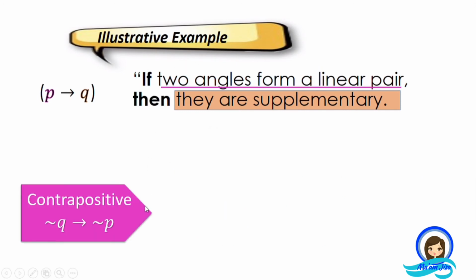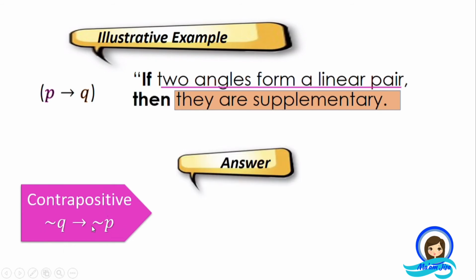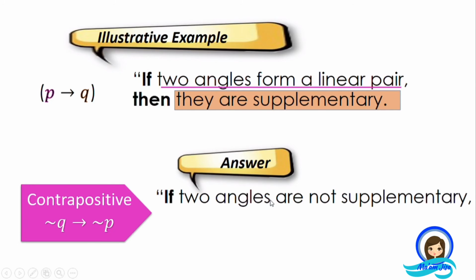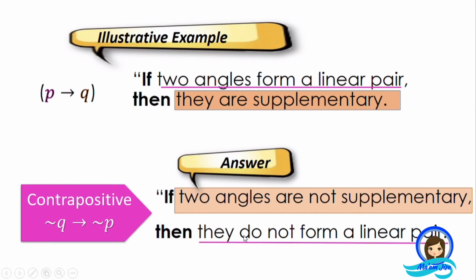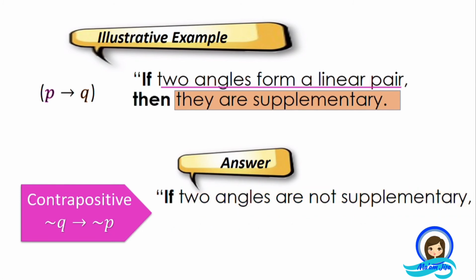Okay, so now let's move on with its contrapositive. For contrapositive of a conditional, follow this format. Not Q implies not P. So we have, if two angles are not supplementary, then they do not form a linear pair. For our Q, they are supplementary, but since this is negated, we add the word not. And for our second proposition, which is not P, they do not form a linear pair. So still, we add the words do not to negate the proposition P.